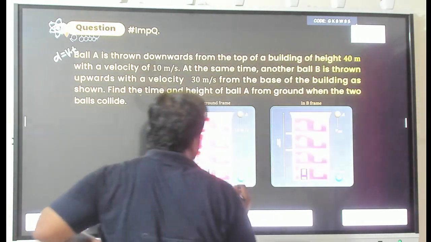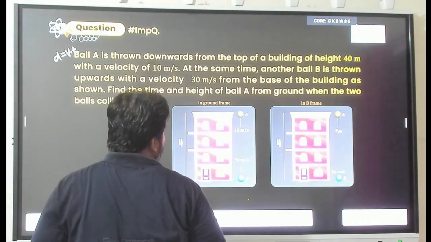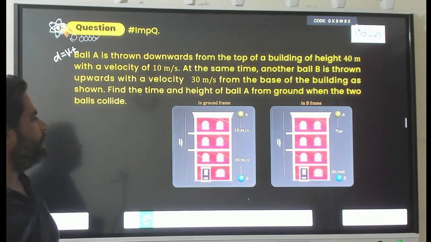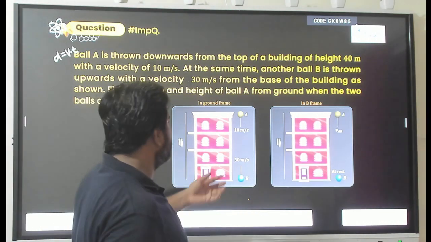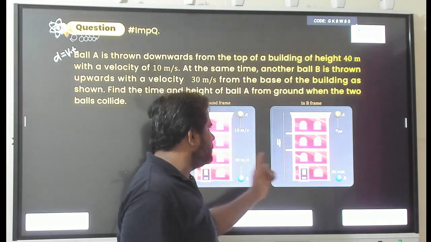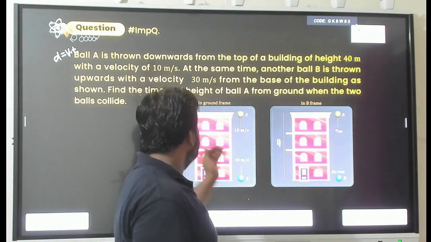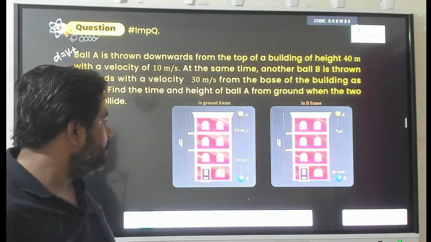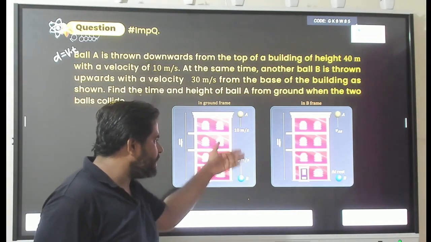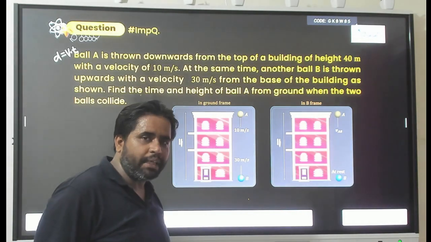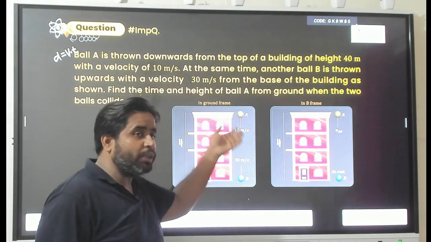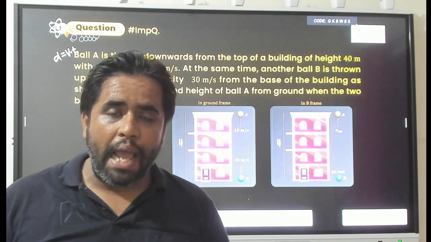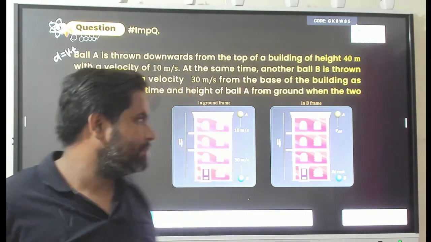Suppose we need to just find out the time. Let me ask what the relative velocity will be. Here it is the frame of B, and here it is the ground frame. In the ground frame, this object has been projected up with velocity 30 meter per second, and this object has been projected downward with a velocity of 10 meter per second. Both are moving in the opposite direction.